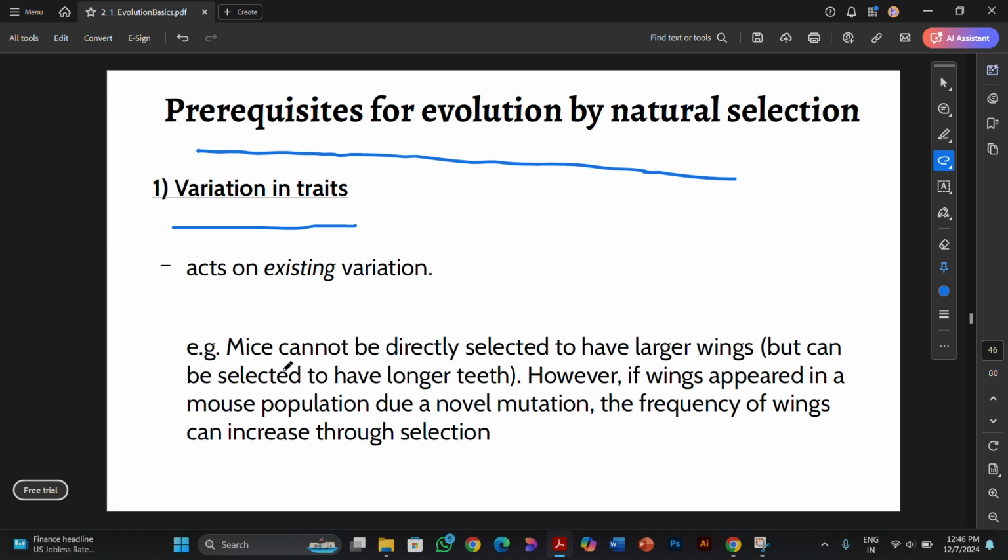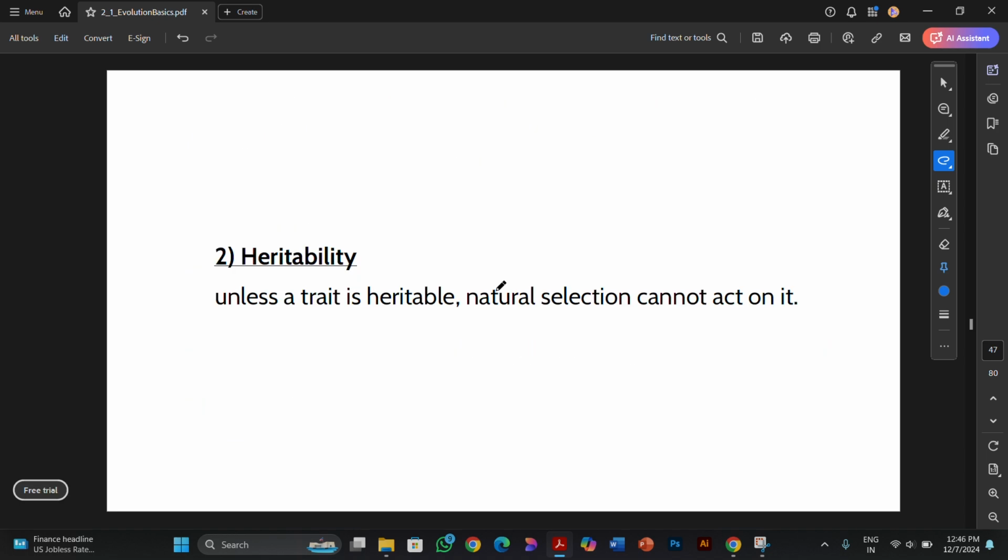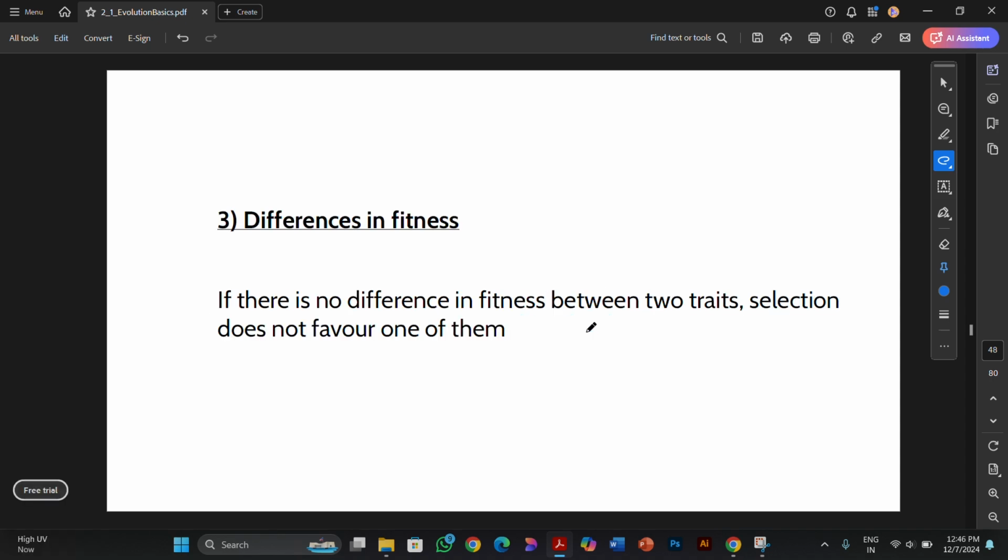The second prerequisite is heritability. Unless a trait is heritable, natural selection cannot act on it. The third prerequisite is difference in fitness. If there is no difference in fitness, no selection can select a trait.